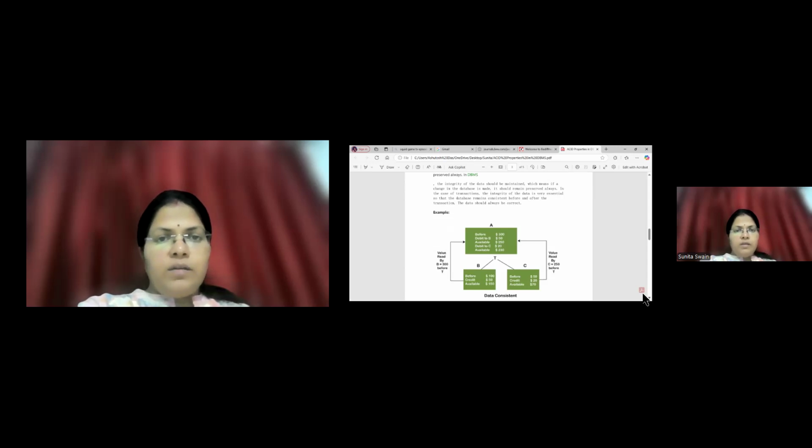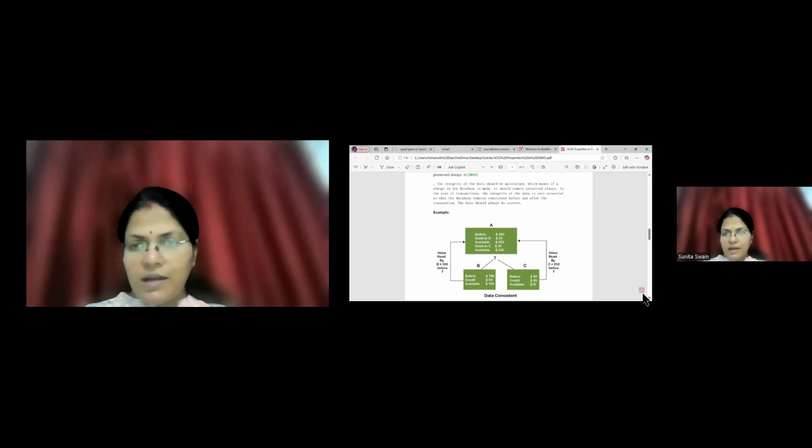So the integrity of the data should be maintained, which means if a change in the database is made, it should remain preserved always. In the case of a transaction, the integrity of the data is very essential so that the database remains consistent before and after the transaction. The data should always be correct. So this is one example.